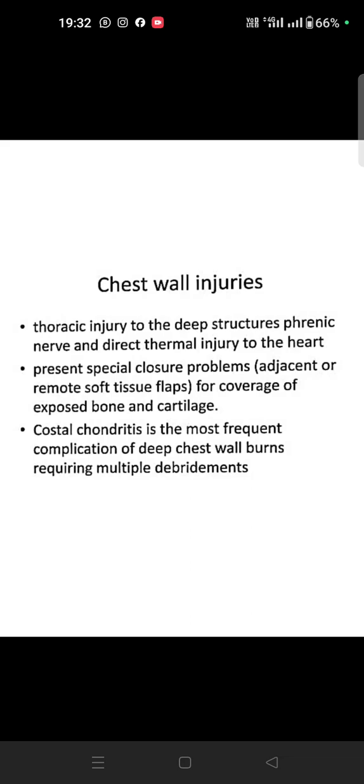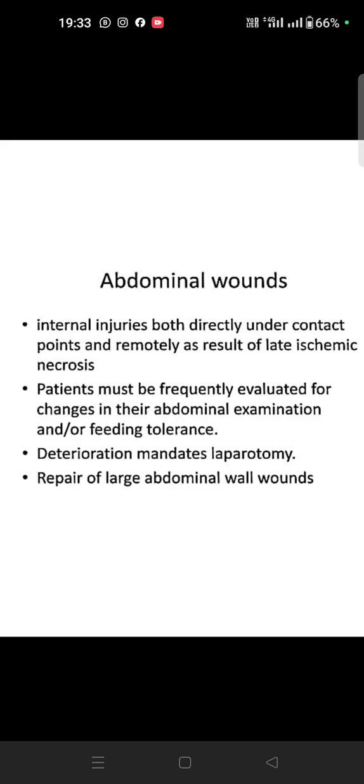These include scalp burn injuries and chest wall injuries. Thoracic injury penetrates deep structures, and thermal injury to the heart can happen. The closure problem is that bone and cartilage are visible. The most frequent complication is deep chest wall burn. Abdominal wounds mean internal injuries, both from direct contact at the entry points and remotely, resulting in late ischemic necrosis. The patient must be frequently evaluated for changes in abdominal examination or feeding tolerance, and any deterioration needs laparotomy and repair of large abdominal wall wounds.